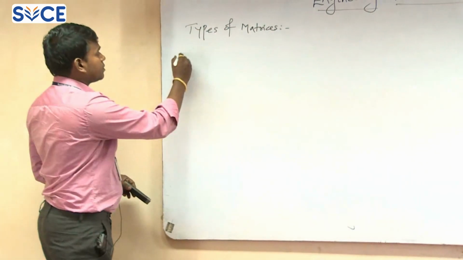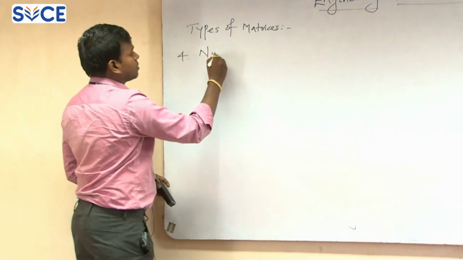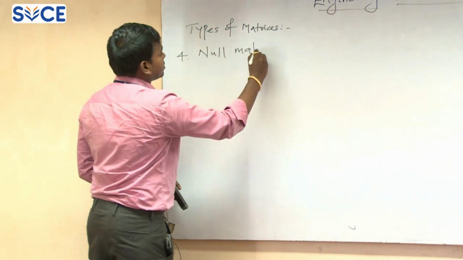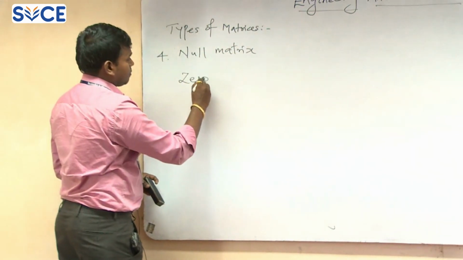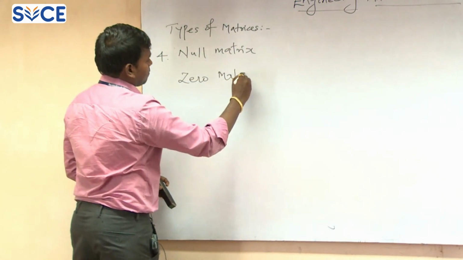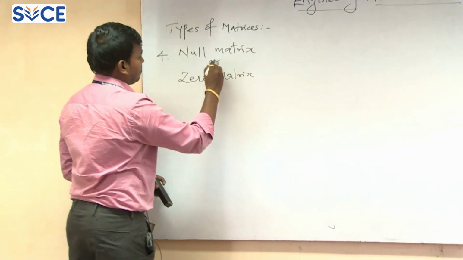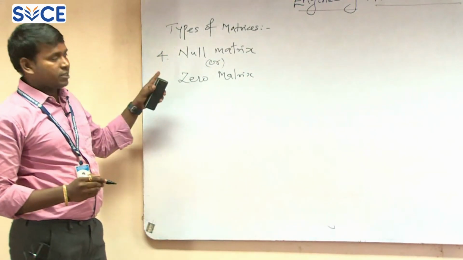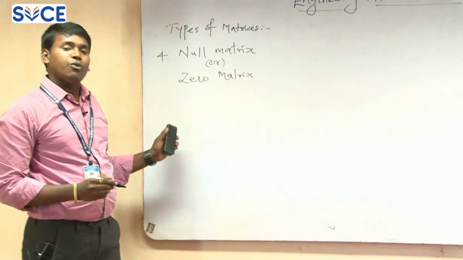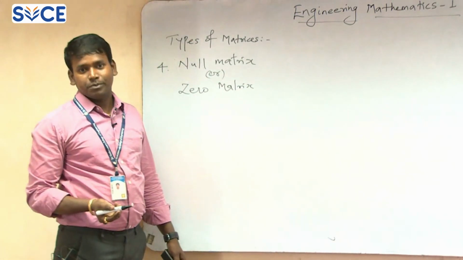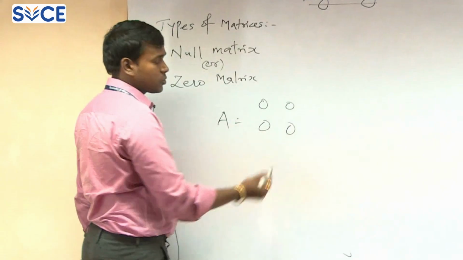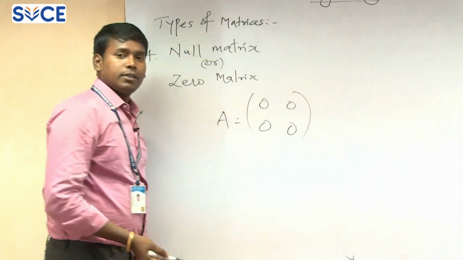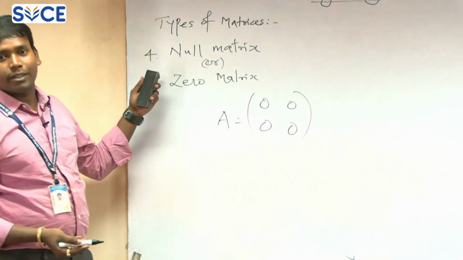Then fourth one, null matrix or zero matrix. A matrix is said to be null or zero if all the elements are 0. For example, A equal to 0, 0, 0, 0. That's all. This is an example for a null matrix.